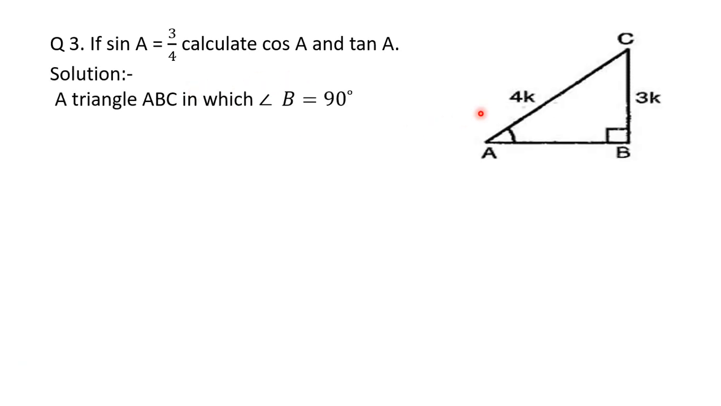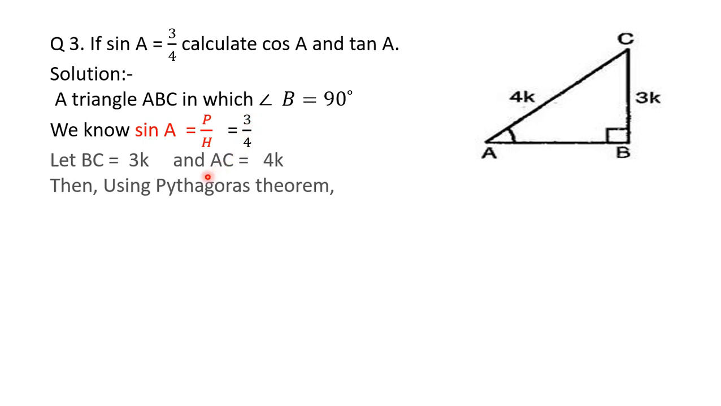As in the triangle ABC right angled at B, we have given sin A. Sin A is the ratio of perpendicular and hypotenuse. So we can write 3 by 4, meaning this is the ratio of the sides. So we can write the perpendicular value with a constant K as 3K and the value of hypotenuse AC is 4K.